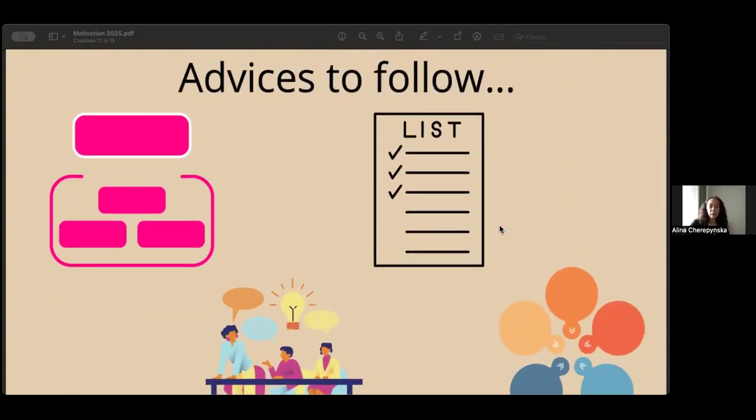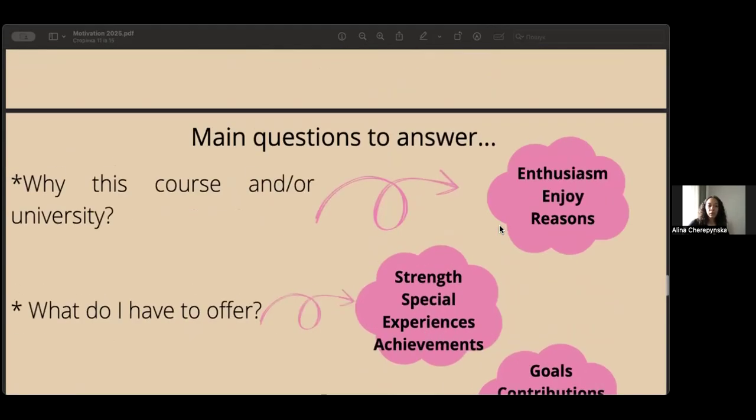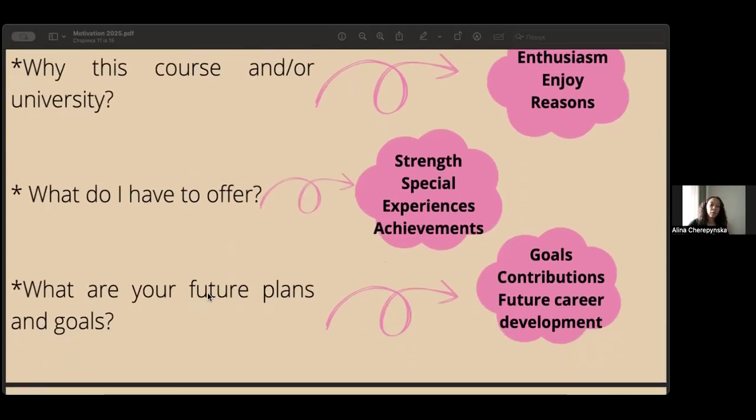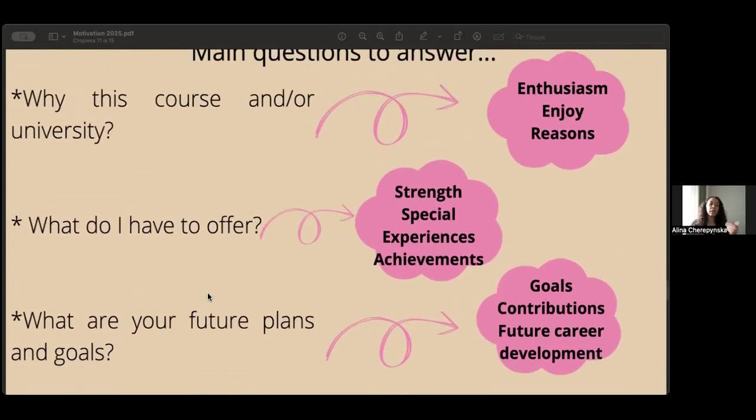Speaking about advice, what to do if you don't know how to start your writing. So once again, number one, we have already discussed, you may speak about or you may ask specific direct questions, and by giving the answer, you're building your motivational letter.